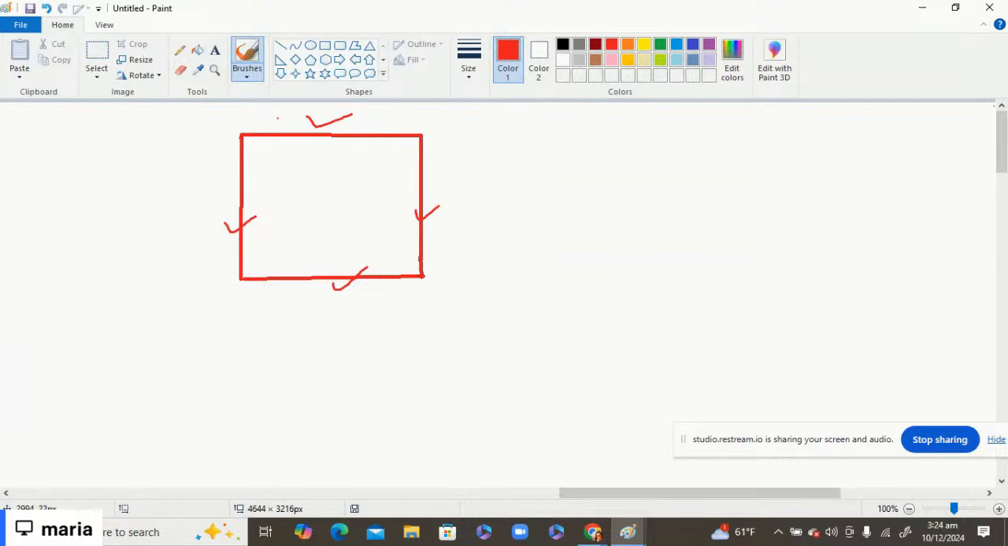Let's see. There are basically 4 vertices. Someone says there are 3 sides. No, it's not 3 sides. Check again, it's 4 sides, dear. There are 4 sides, okay?